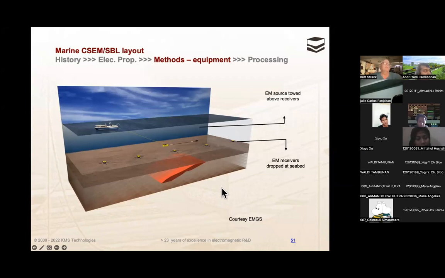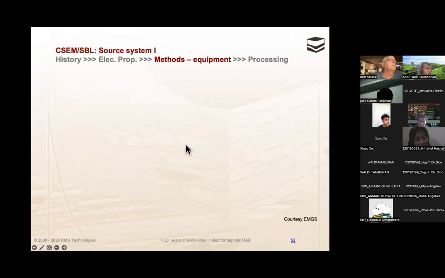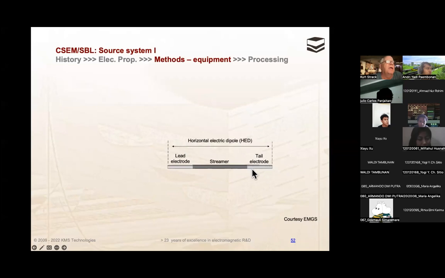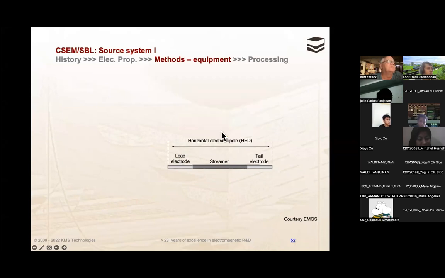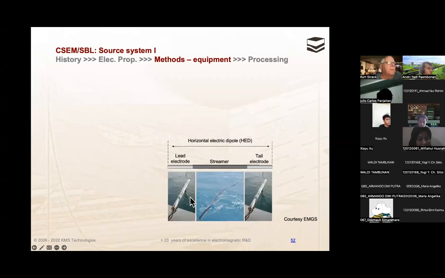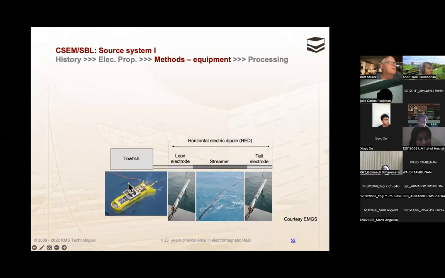In the marine environment, how does the equipment look? We have EM receivers dropped at the ocean floor, and we tow the source about 30 meters above the ocean floor. The transmitter consists of a horizontal electric dipole, has a tail electrode, a streamer, and a lead electrode. And this is a typical electric field of such a dipole. And these are pictures of the lead electrode and the tail electrode. And this is a towfish.